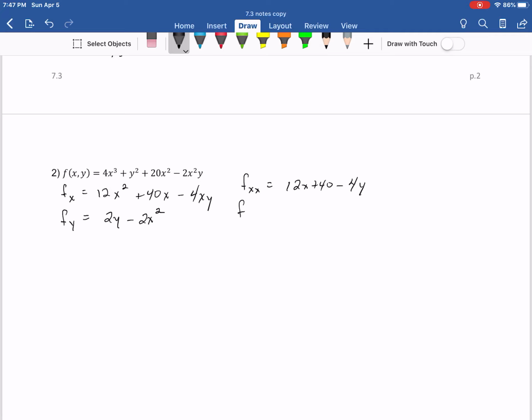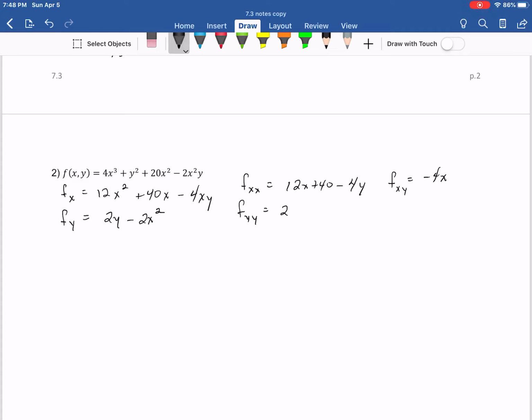The second partial of f, we'll go this way. The second partial of f with respect to x and then y, this is a mixed partial, is going to be, let's see, y is the variable, so that's just going to give you negative 4x. And then the last second partial derivative with respect to y both times will be 2. And that should be it.